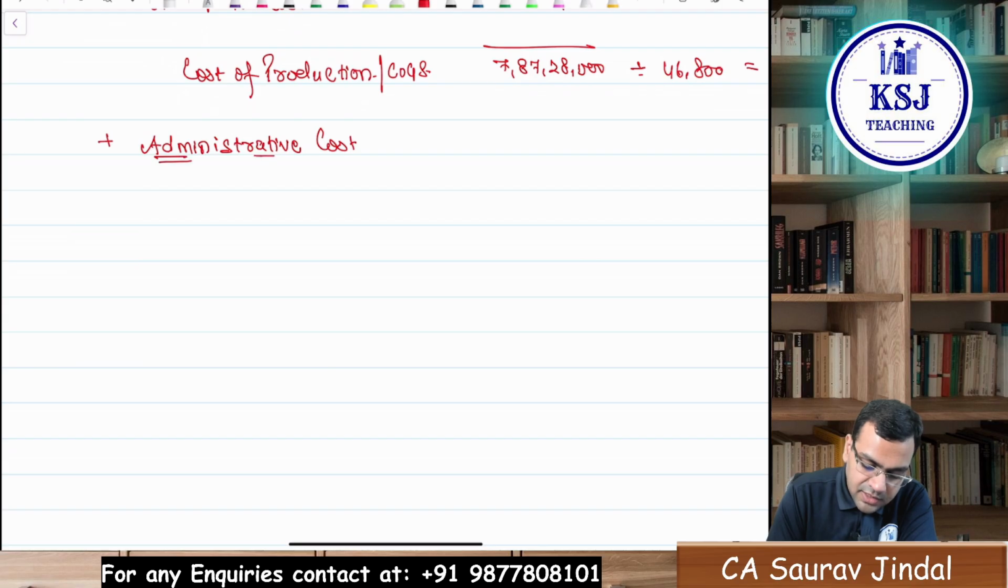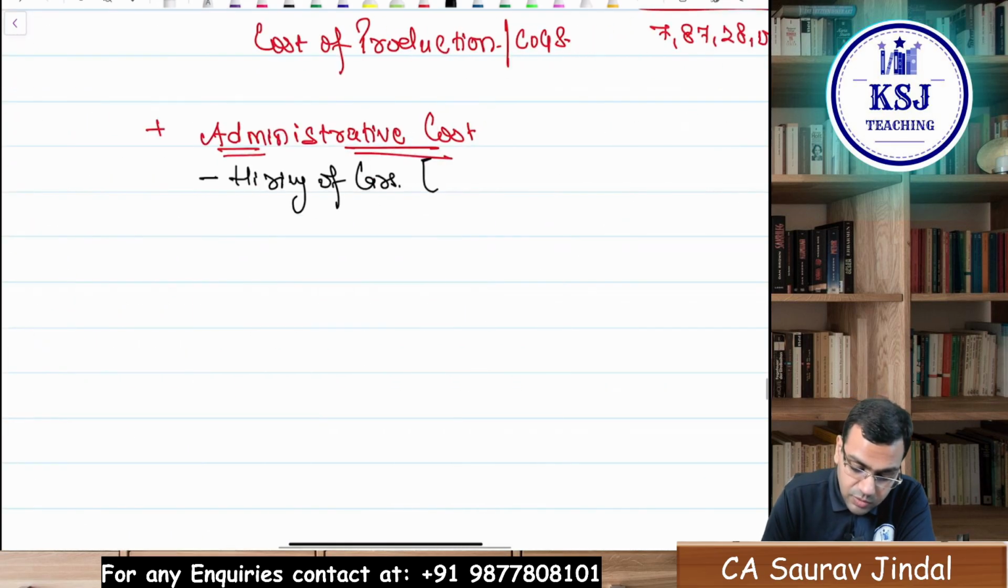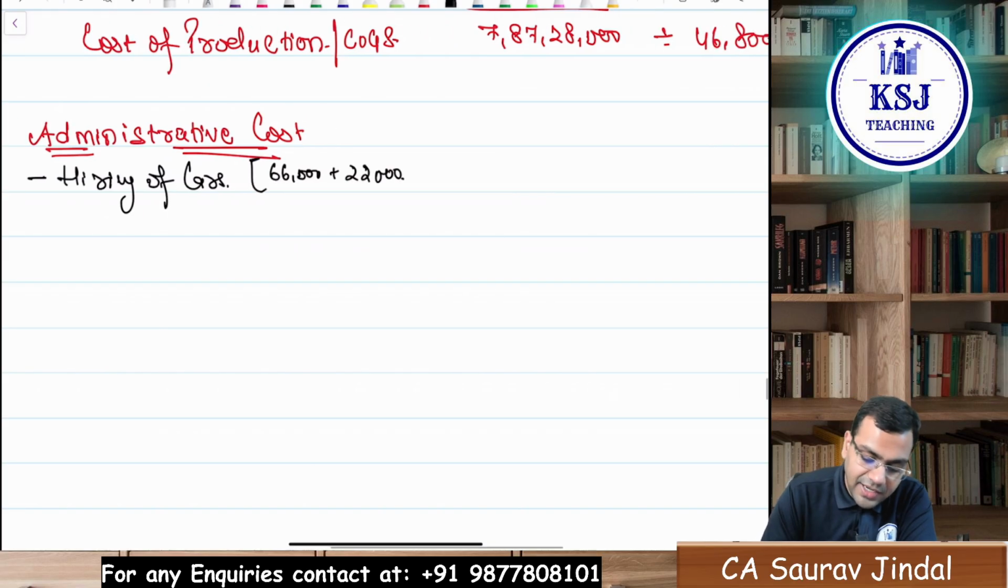One of the costs is hiring charges, hiring of cars. Now, what is the cost on hiring of cars? You are paying 66,000 plus 22,000 for the diesel. This 66,000 is the hire charges, plus you are paying for diesel 22,000. On that you are paying 5% additional GST also. So it will be 66,000 plus 22,000, so this cost total comes out to be 88,000 plus 5% of 88,000.